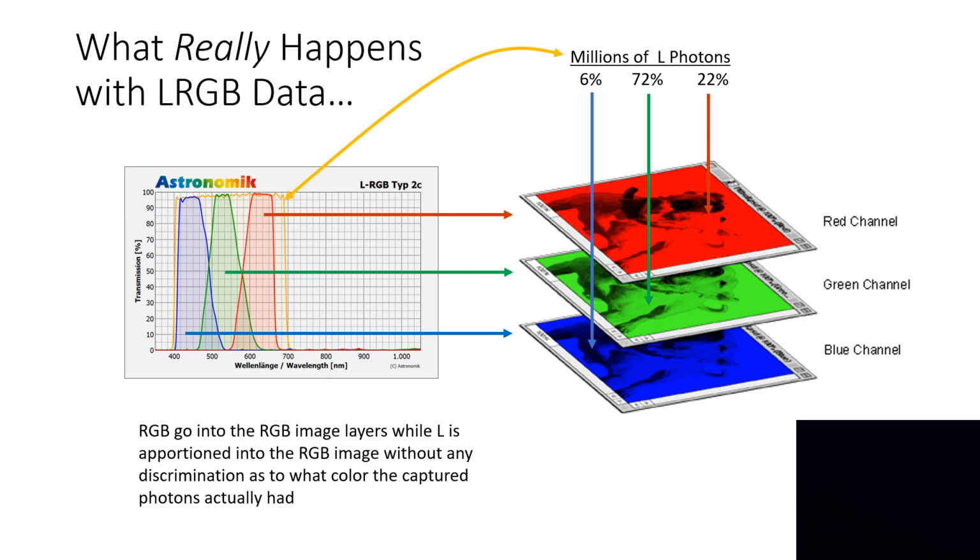For instance, hydrogen alpha clouds have very, very little green in them, and yet you're dumping almost all the L into the green layer. And later you try to remove the green out of the image. A waste of time. In PixInsight, you can adjust these values if you want.